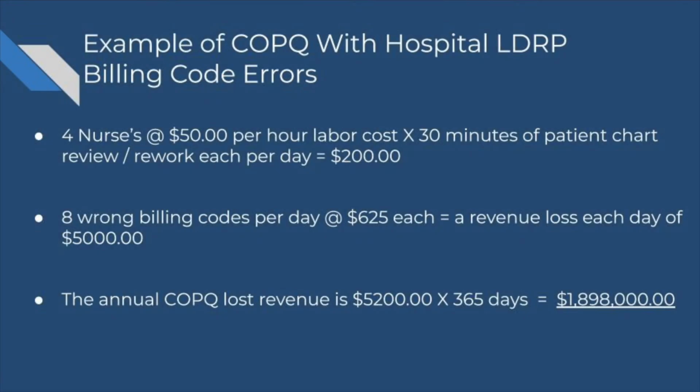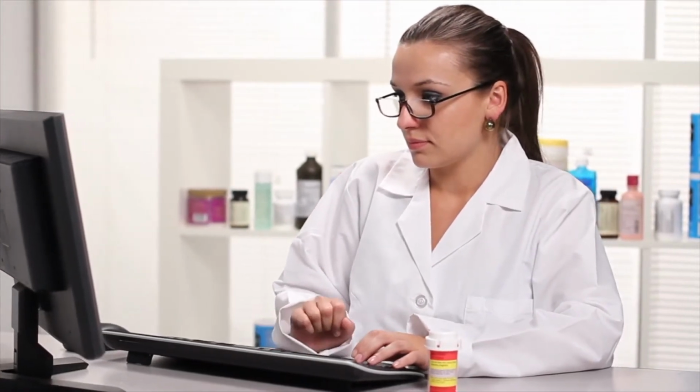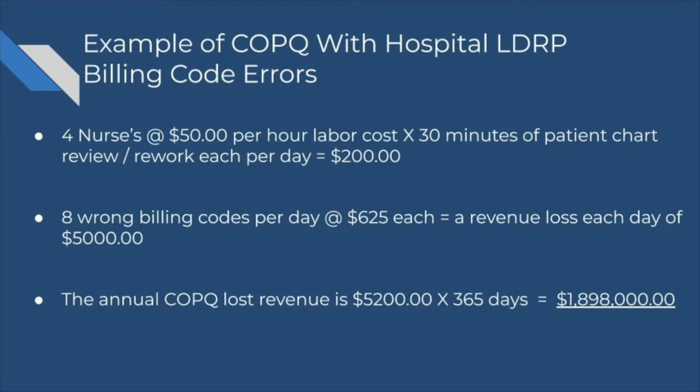Here's another example of cost of poor quality within a hospital LDRP billing code error scenario. If you have 4 nurses at $50 per hour labor cost, times 30 minutes of reviewing the patient's charts and reworking, it's going to cost you about $200 each day. If you have 8 wrong billing codes per day, which is lost revenue of $625 each, you're going to have $5,000 of lost revenue each day.